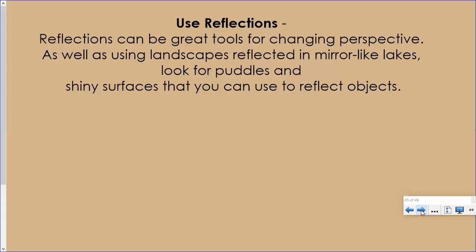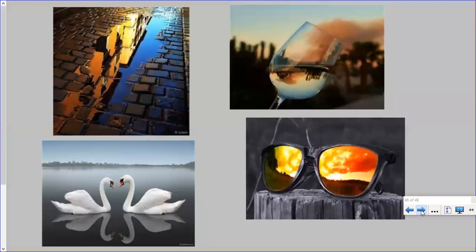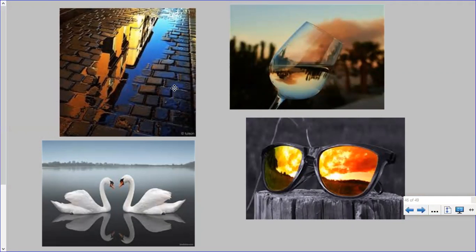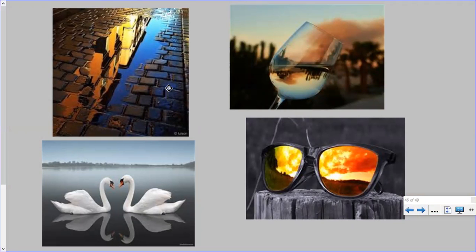Let me show you some examples. These are all examples of taking reflection pictures. This first one over here is a brick sidewalk, but it's a cool picture because you're getting what the top of the building looks like in this puddle along the bricks. Down below it, we have that neat reflection of the swans in water that's not windy and rough water, but it's very smooth water. You can make your own reflections in water by using glasses of water.